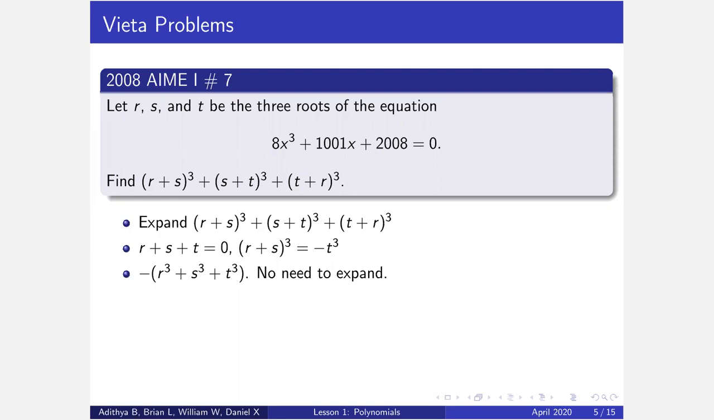So what we can do instead is consider the definition of a root again. The definition of a root is that if you plug it into the polynomial, you get 0. So in this case, if we plug in r, we have 8r cubed plus 1001r plus 2008, and it's going to be equal to 0. So how does this equation help me?